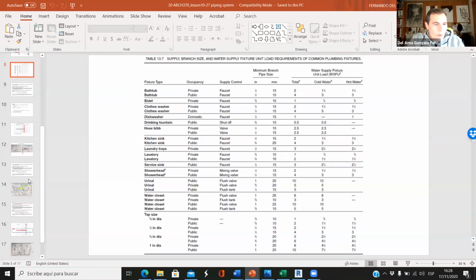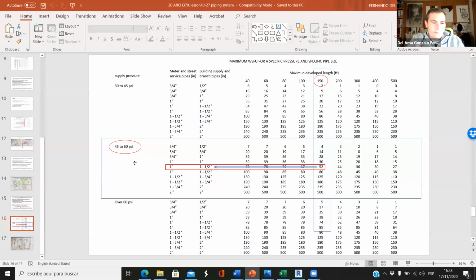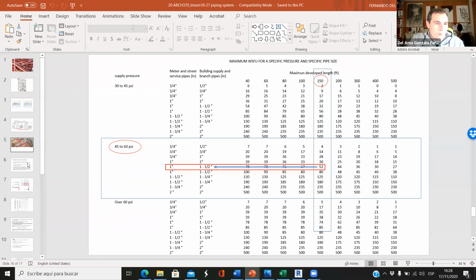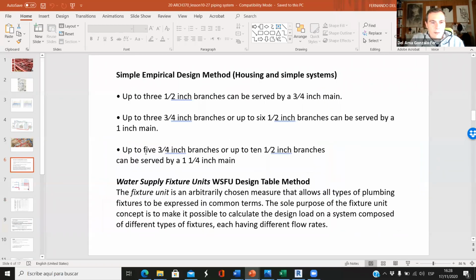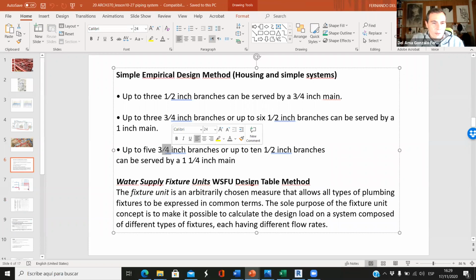So with this table, the last one, depending on the pressure loss and the maximum developed length, we calculated this, and this is the minimum. So now we have to check if this minimum is enough, because we have other rules of thumb. You remember this: up to 5 3/4 inch branches, or up to, okay, so we need this. So you have to check.